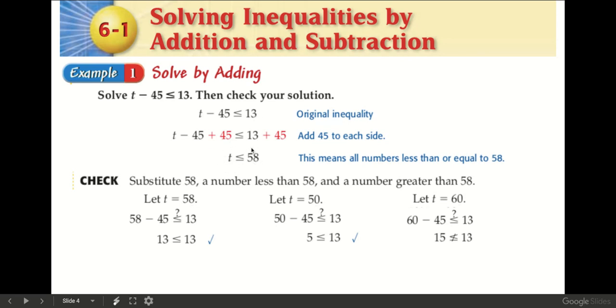So this would prove to me that I can pick any value for t, right? T can be any number that is less than or equal to 58. We know that when it equals 58, it works. When it's less than 58, it works. But if it's greater than 58, it doesn't work. So there are an infinite number of solutions, essentially any number that's equal to 58 or less than 58. So the solution set is all the numbers that are less than or equal to 58.